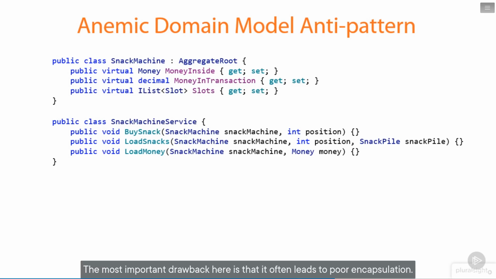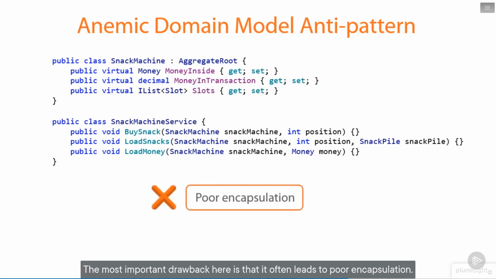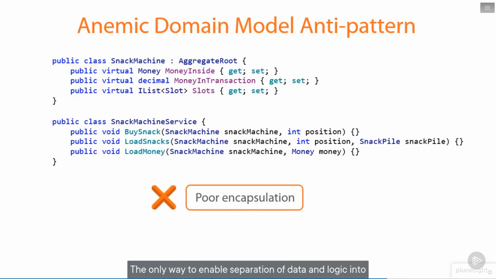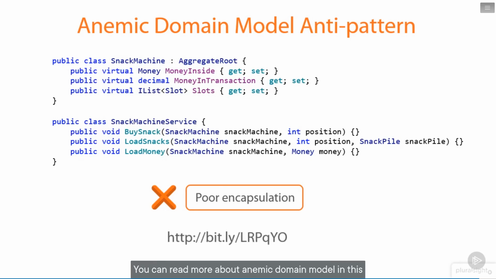The most important drawback here is that it often leads to poor encapsulation. Note that the properties in the snack machine entities are all public. That's no coincidence. The only way to enable separation of data and logic into different classes is to expose the internal structure of domain entities and thus break their encapsulation. Such code is much harder to maintain because its invariants can be easily broken. You can read more about the Anemic domain model in this article written by Martin Fowler.